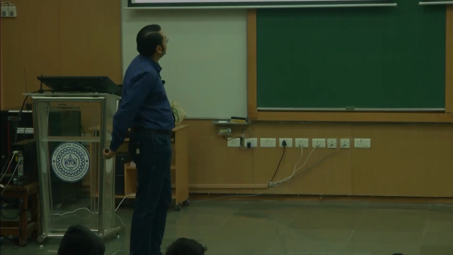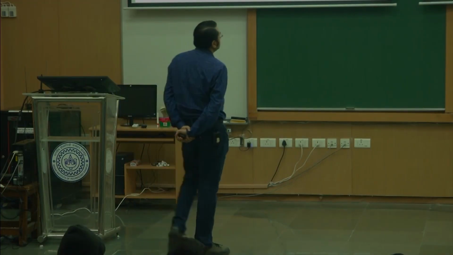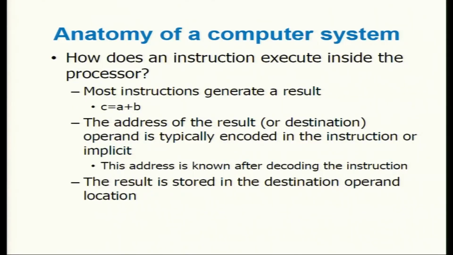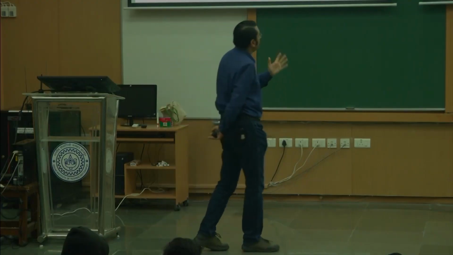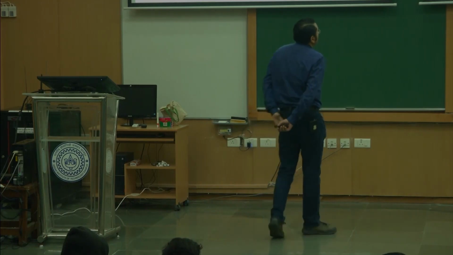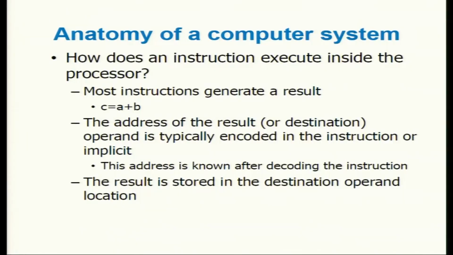Okay. That's how the instructions will execute, and most instructions will generate a result, like it could be C equal to A plus B, where C is the result. So the address of the result, the destination operand, is typically encoded in the instruction, or could be implicit again. All right, because you have to remember that everything has an address, okay, so that's extremely important. Now this address is also known after decoding the instruction. That result is stored at the destination operand location. Once you have the address, you can send the result and store it.